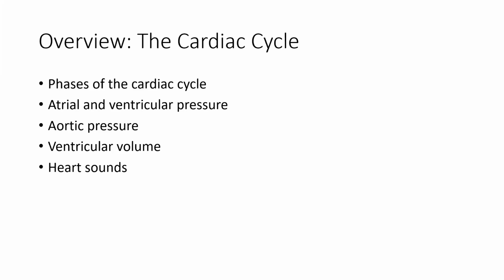So we'll start out with the phases of the cardiac cycle. We'll then talk about the different pressures in the atria and the ventricle. We'll get to the pressure in the aorta, which is really important. This is where we get our blood pressure, systolic and diastolic. Then we'll talk about how the volume in the ventricles change. And then finally, we'll look at how all of this correlates to what's happening with the heart sounds.